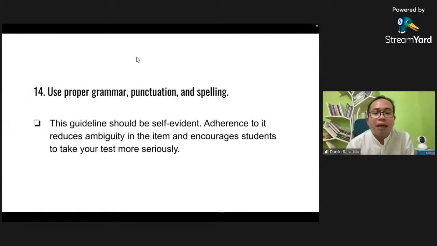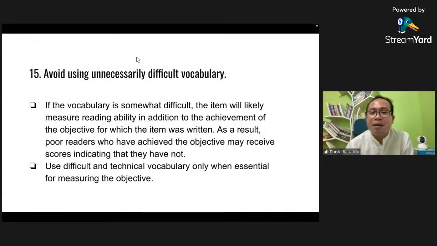Okay, use proper grammar, punctuation, and spelling. So the guideline should be self-evident. Adherence to it reduces ambiguity in the item and encourages students to take your tests seriously. Avoid using unnecessarily difficult vocabulary, again, because this is not a vocabulary test. So if the vocabulary is somewhat difficult, the item will likely measure reading ability in addition to the achievement of the objective for which the item was written. As a result, poor readers who have achieved the objective may receive scores indicating that they have not. Therefore, use difficult and technical vocabulary only when essential for measuring the objective.